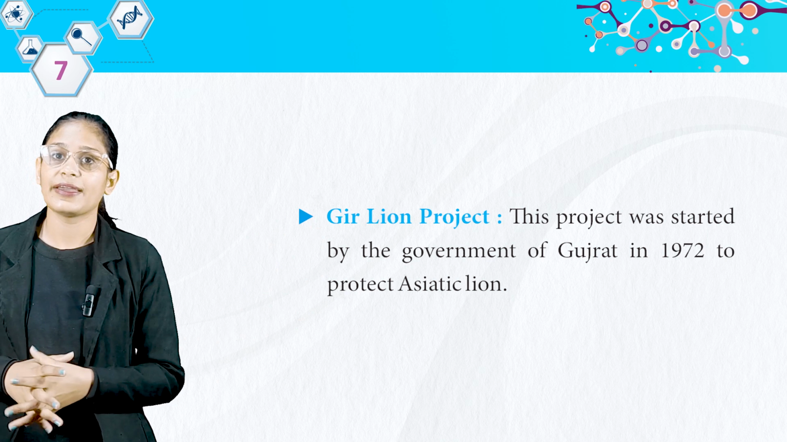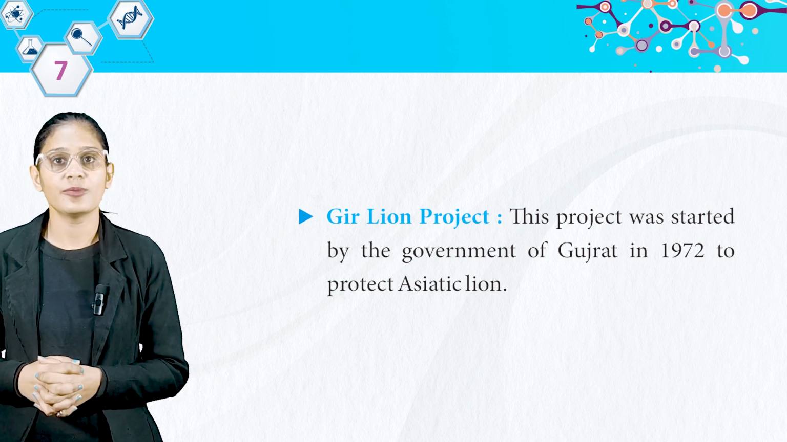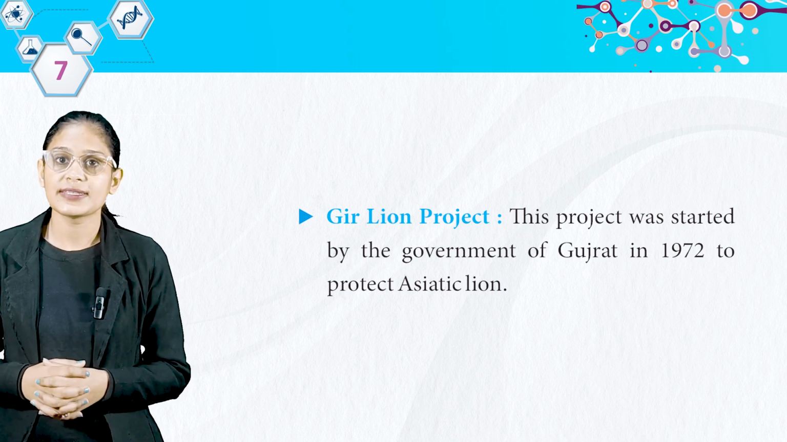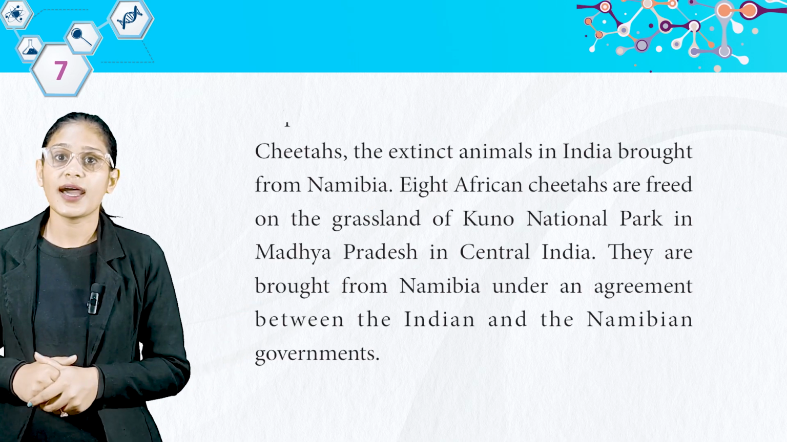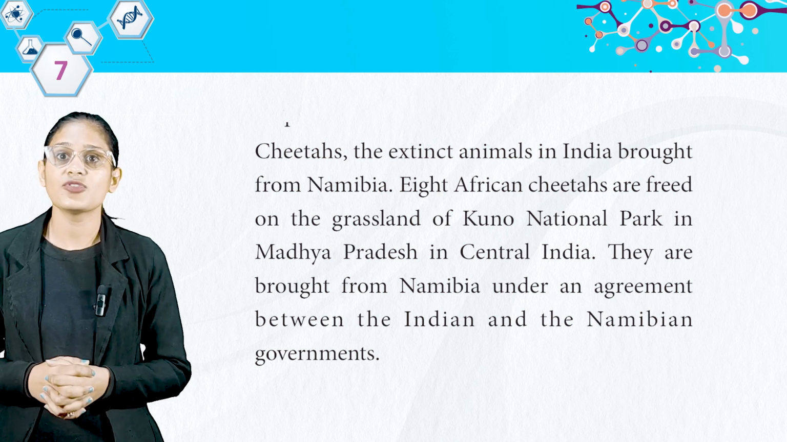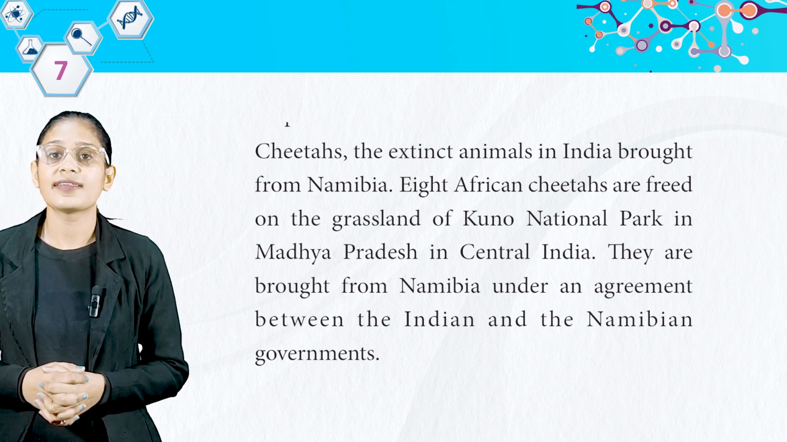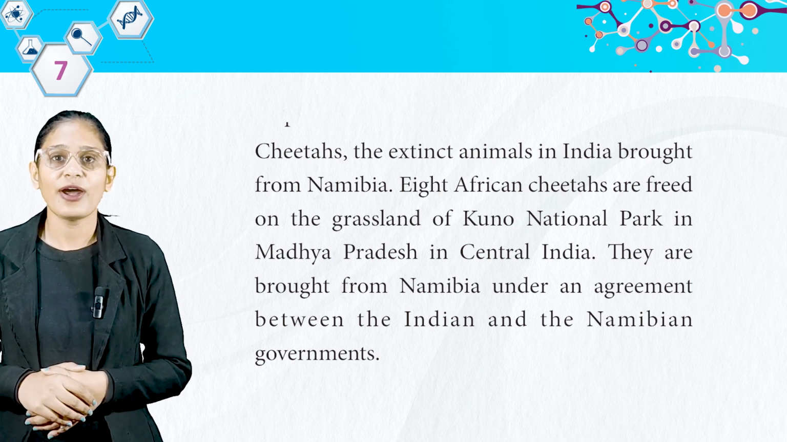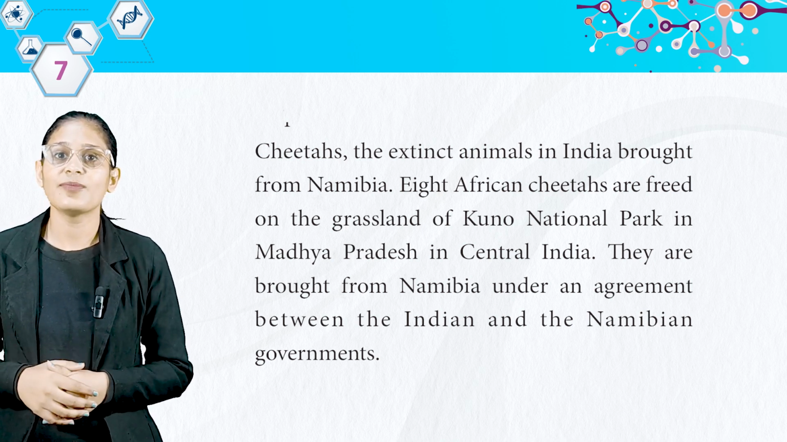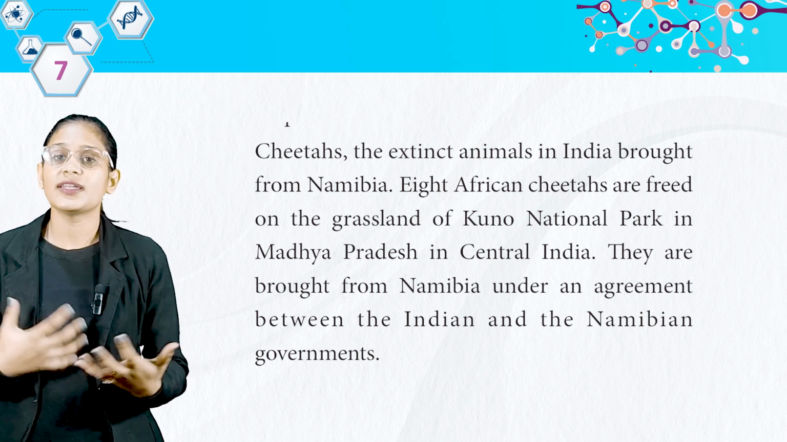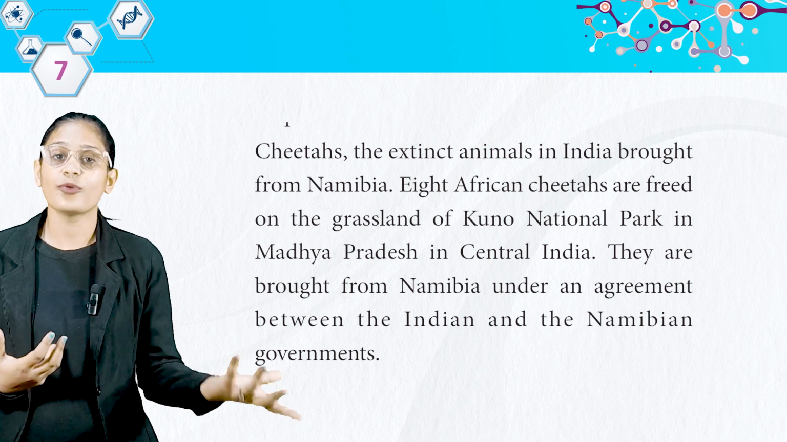Then, Gir Lion Project. This project was started by the government of Gujarat in 1972 to protect the Asiatic lion. Here, cheetahs, which are extinct animals in India, were brought from Namibia. 8 African cheetahs were freed on the grassland of Kuno National Park in Madhya Pradesh in central India. They were brought from Namibia under an agreement between the Indian and the Namibian governments. So students, this way we are protecting our animals.